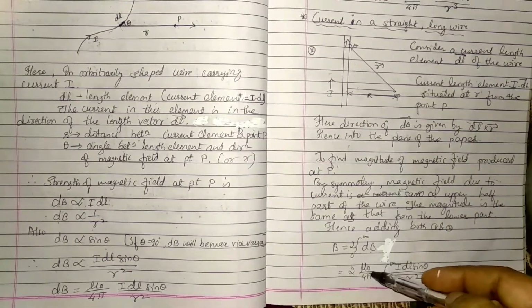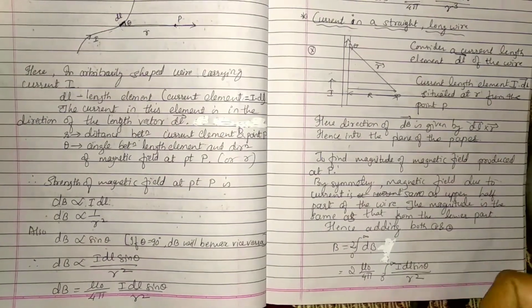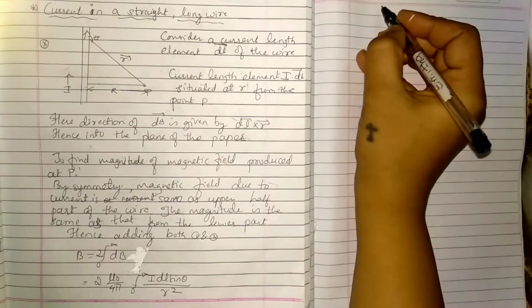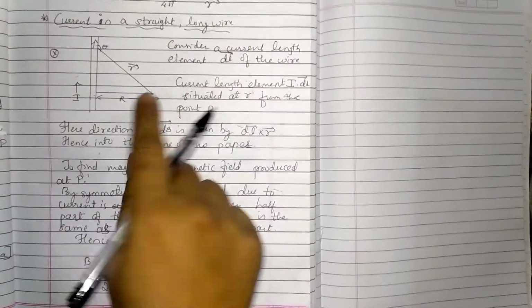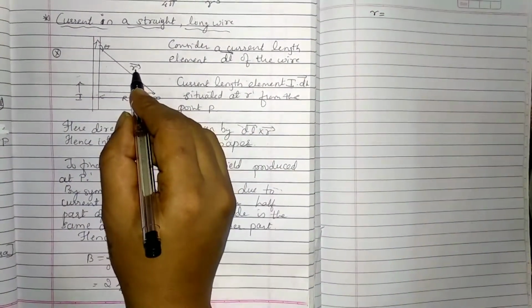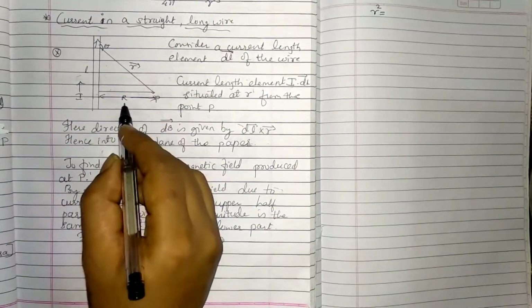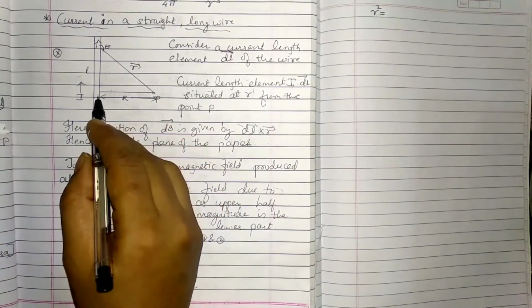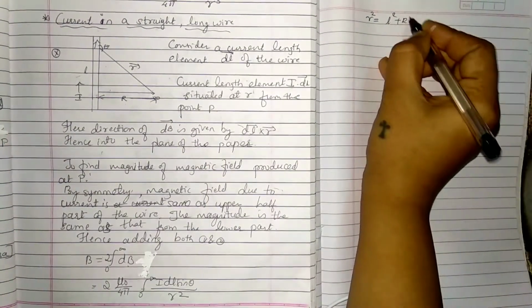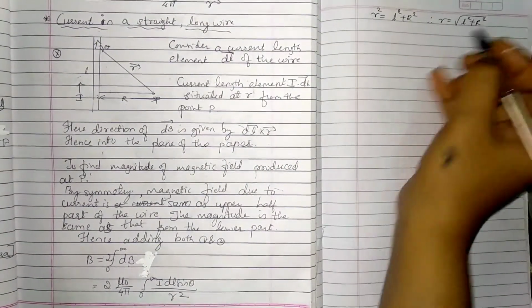The same thing I have put here: 2 times, mu naught by 4 pi is a constant, I took it out, and I dl sin theta by r square. If you continue solving this equation, in this figure we can take the Pythagoras theorem to find r. Here r square is equal to the square of the length of the wire plus the square of the distance between point P and the wire. So r is equal to the square root of L square plus r square.